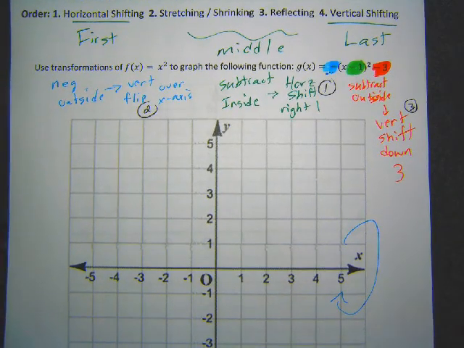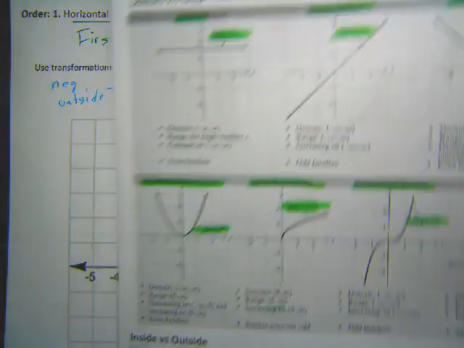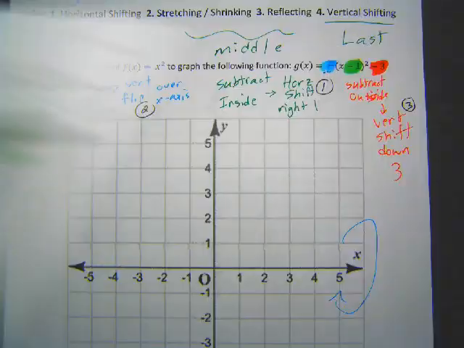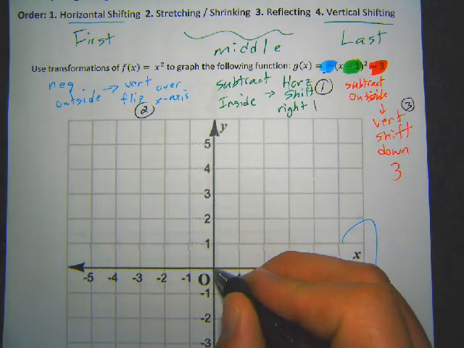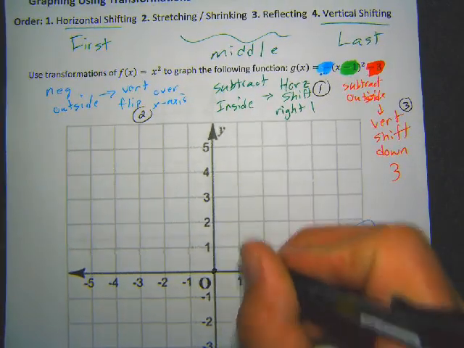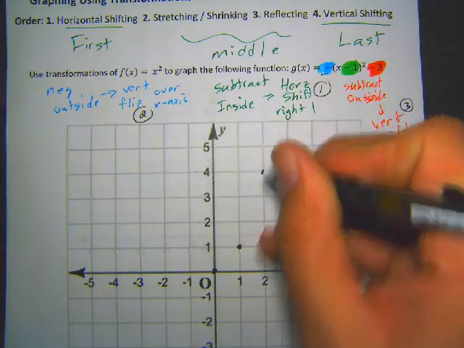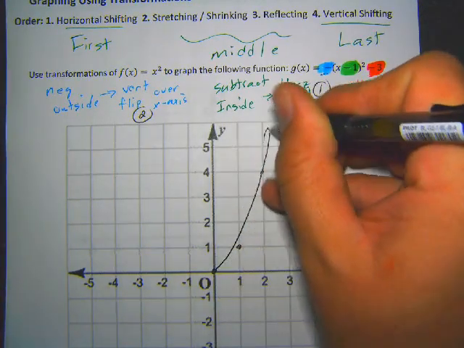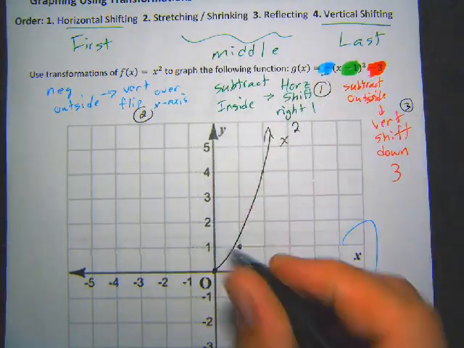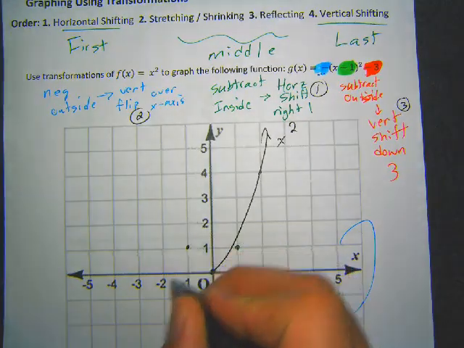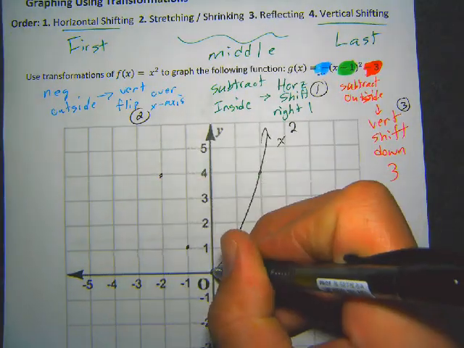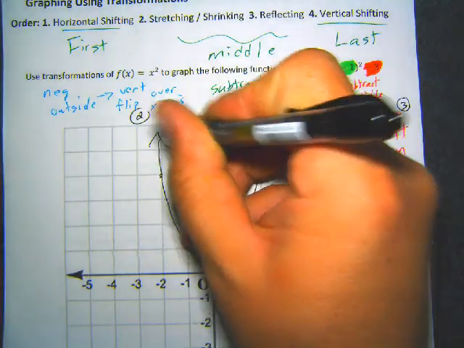So I'm going to think about my original function. My original function looks like this. I'm going to graph it just so we can see what it looks like. You take your original function: 0 squared is 0, 1 squared is 1, 2 squared is 4. Kind of looks like this. This is just the original x squared function. Negative 1 squared is 1. Negative 2 squared is 4. That looks like that. So that's just the original function.